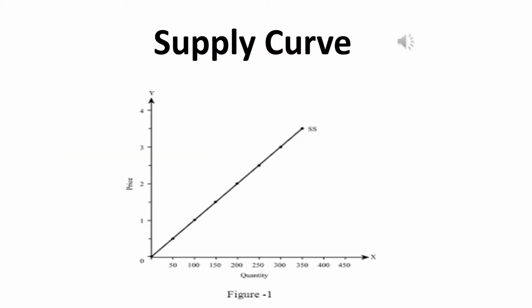This is a supply curve. As a company makes more products, it costs more to make them. You make one car, it may cost $500. You make two cars, cost $1,000. You make three, it's going to cost you $1,500.